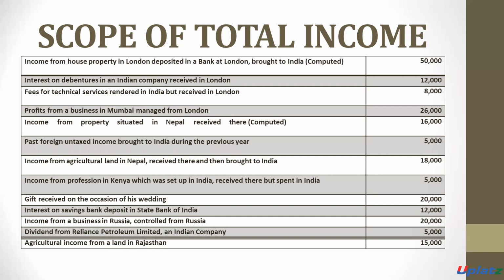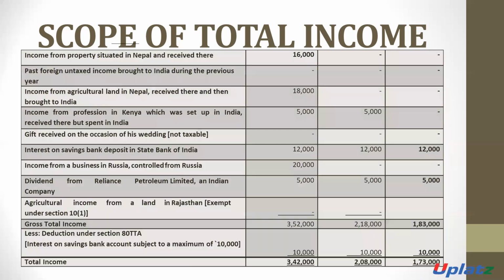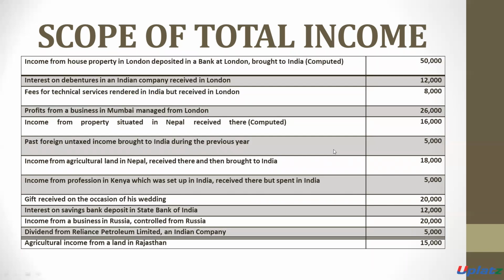And next, gift received on the occasion of wedding, it will be fully exempted. If there is any gift which is received on the occasion of marriage, then it will be exempted. Interest on saving bank account in State Bank of India, it will be taxable in all cases, but up to 10,000 rupees is deductible.